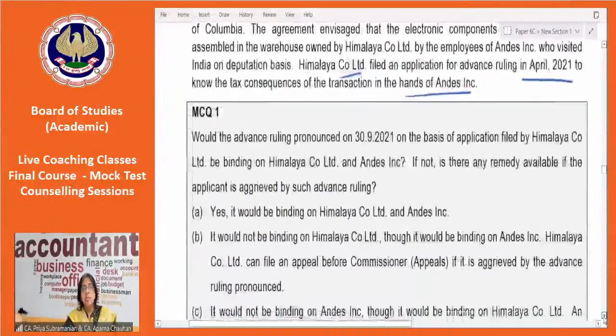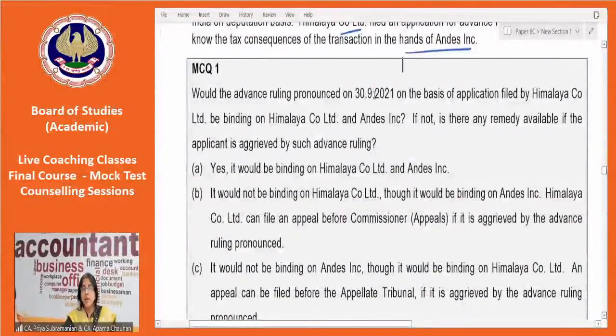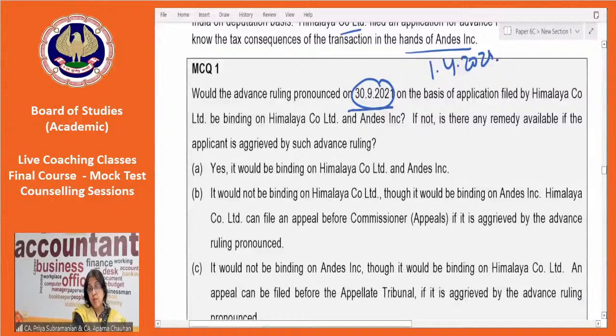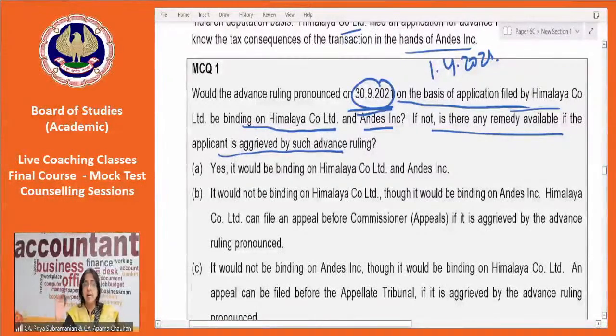The advance ruling was pronounced on 30/9/2021, on an application made on 1/4/2022. But advance ruling was pronounced on 30/9/2021. It's within the time limit of 6 months, but we have to see that. On the basis of application filed by Himalaya Limited, will it be binding on Himalaya Company Limited and Andes Limited? If not, is there any remedy available if the applicant is aggrieved by the advance ruling?